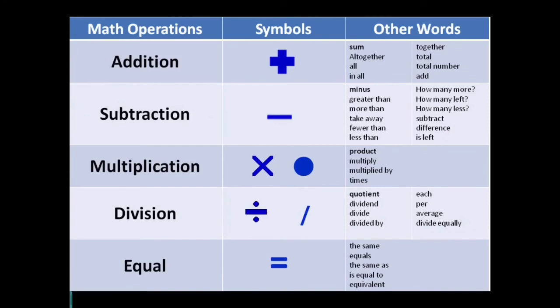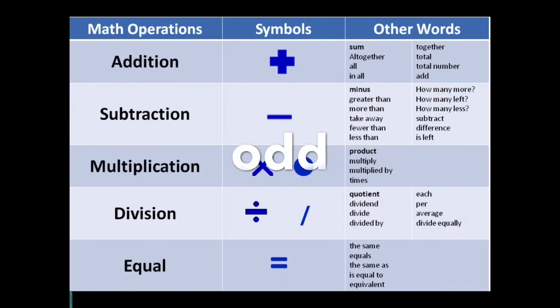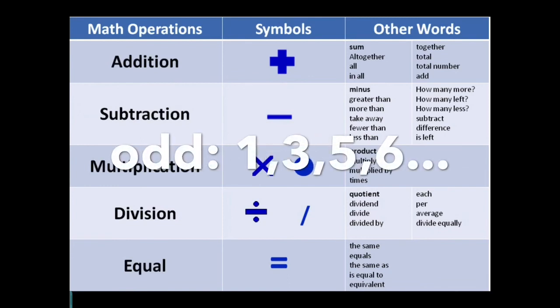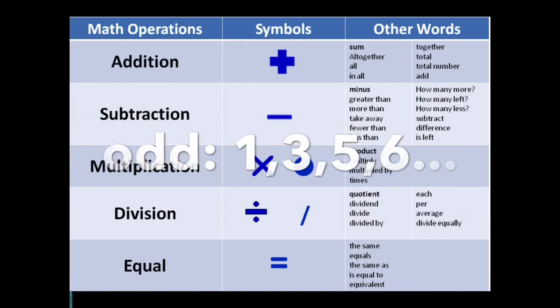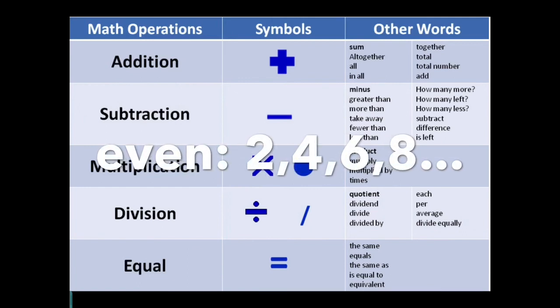Other helpful words include consecutive. Consecutive means in a row. Odd means odd numbers, as in 1, 3, 5, 7, etc. Even is even numbers, as in 2, 4, 6, 8.